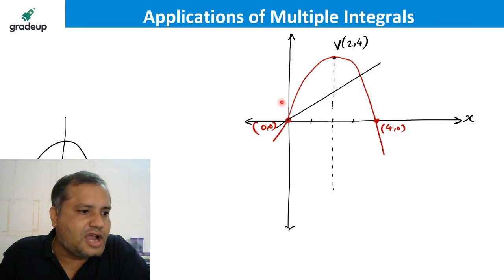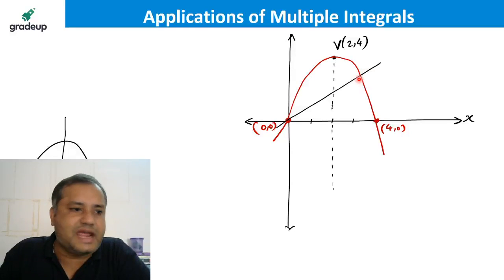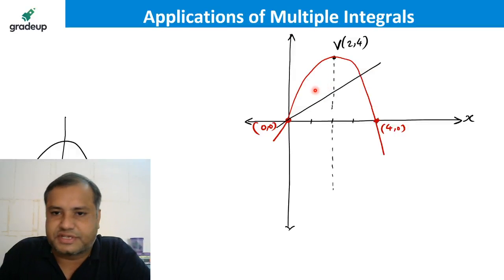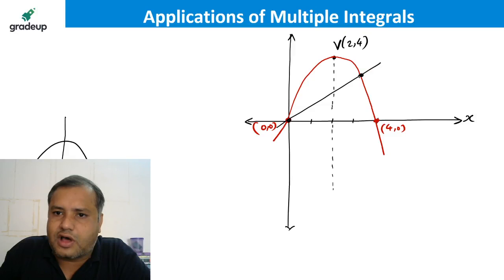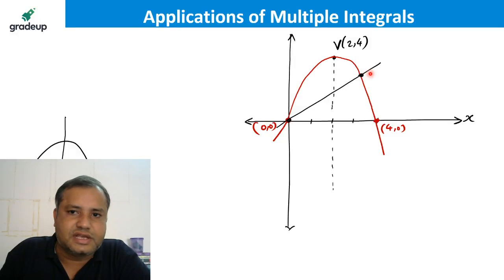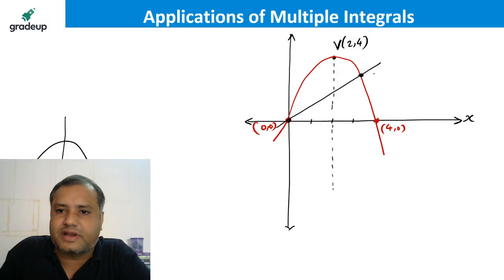So if we calculate the intersection points of this line and the parabola, then we will be able to calculate the limits. Obviously this point is origin, and this point, if you solve y equal to x with the equation of the parabola, you will get 3, 3.